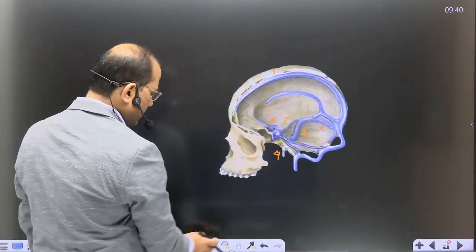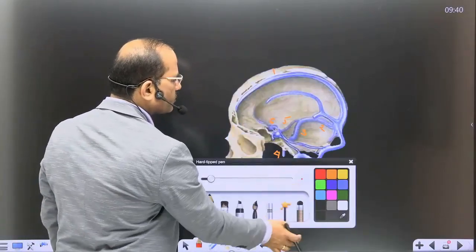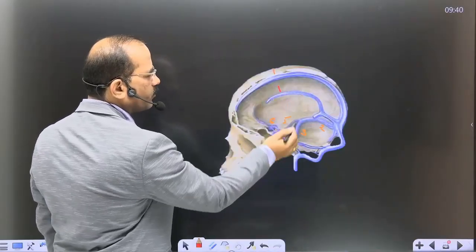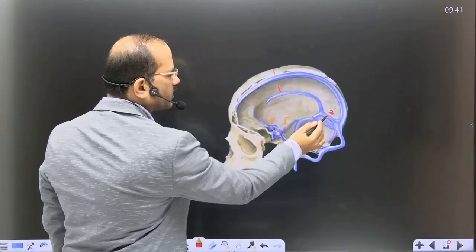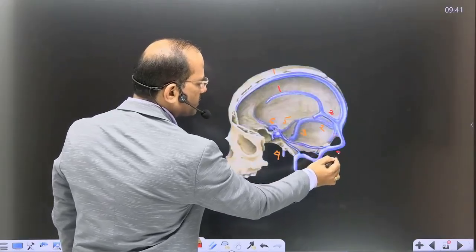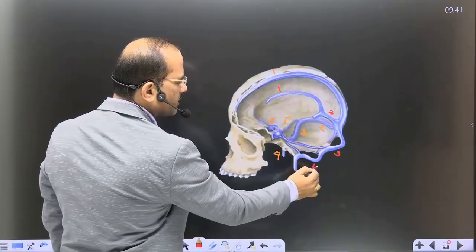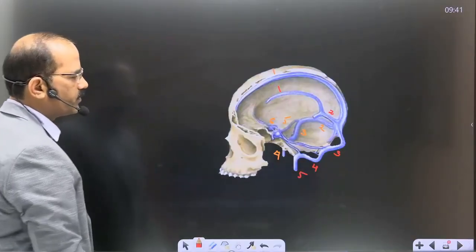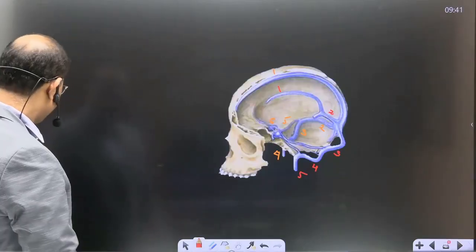What is this? I'll put this in a different color. So what's this? Number 1 here is the inferior sagittal sinus. Number 2 is the straight sinus. Number 3 is the left transverse, left sigmoid, and the left internal jugular vein. I hope this is clear to all of you.